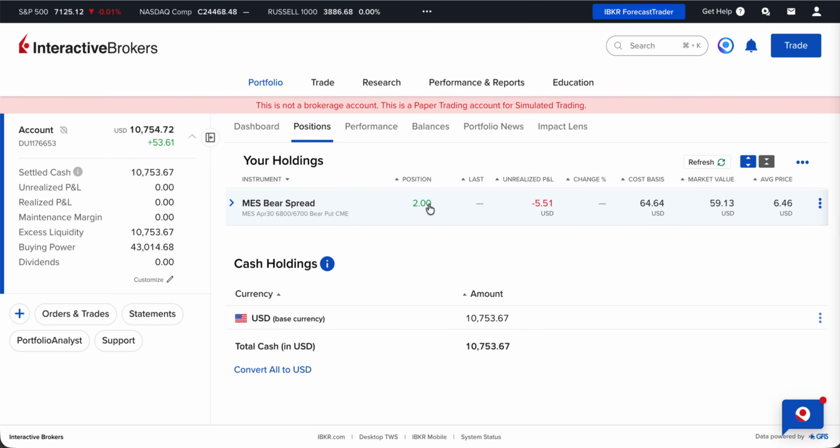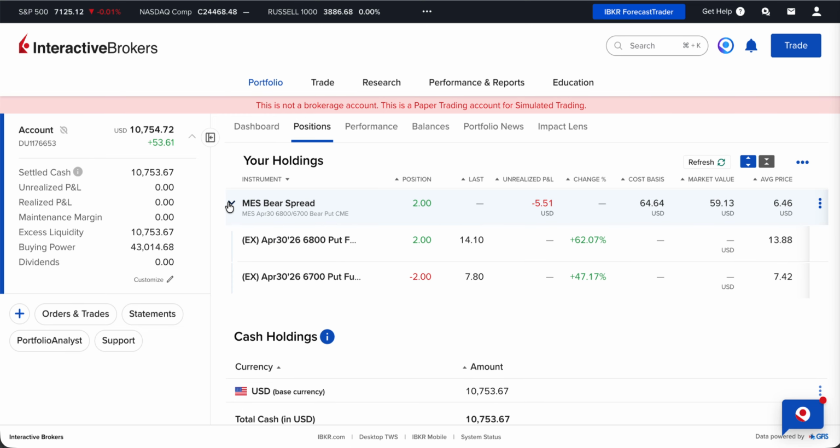So we've got a bear put spread, a position of 2. We break down the trade. We're long on the 6,800 and we're short on the 6,700. It's as simple as that.